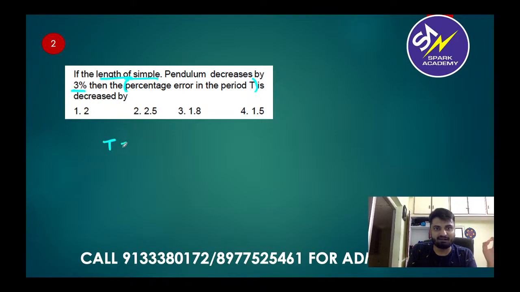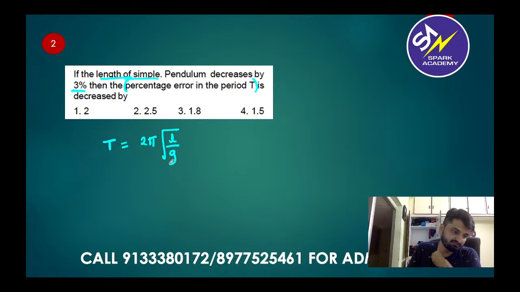What is time period of a simple pendulum? I'm looking for some answers. 2 pi under root L by G, right? Time period of a simple pendulum is 2 pi under root L by G. Now, what are my variables here? T is my dependent variable, of course, time. So what about 2 pi? This is a constant. G is acceleration due to gravity, that is also a constant. So L is the length. So this is nothing but your independent variable.